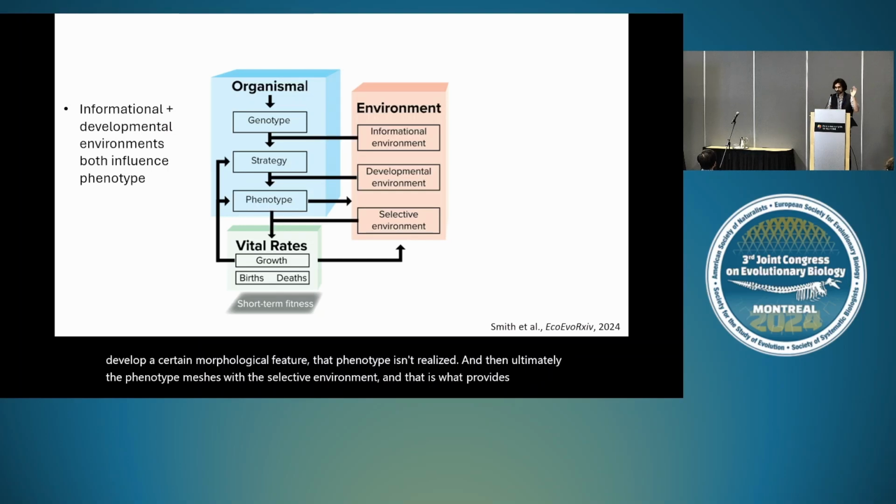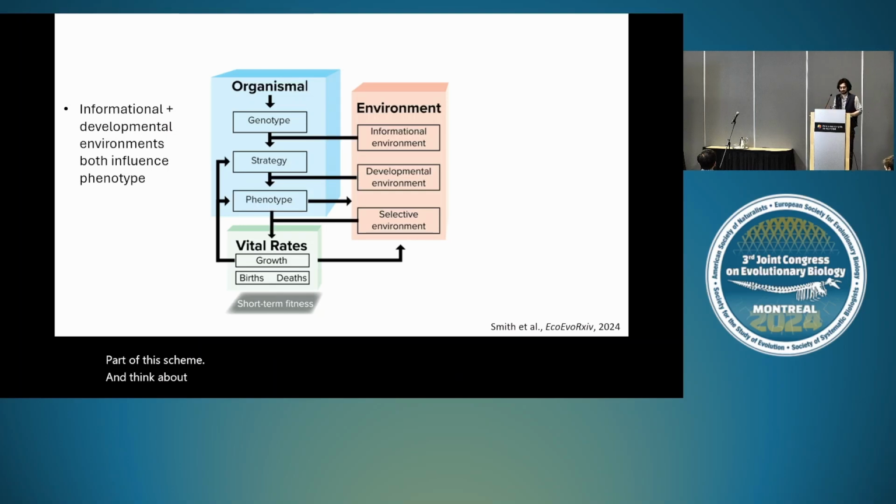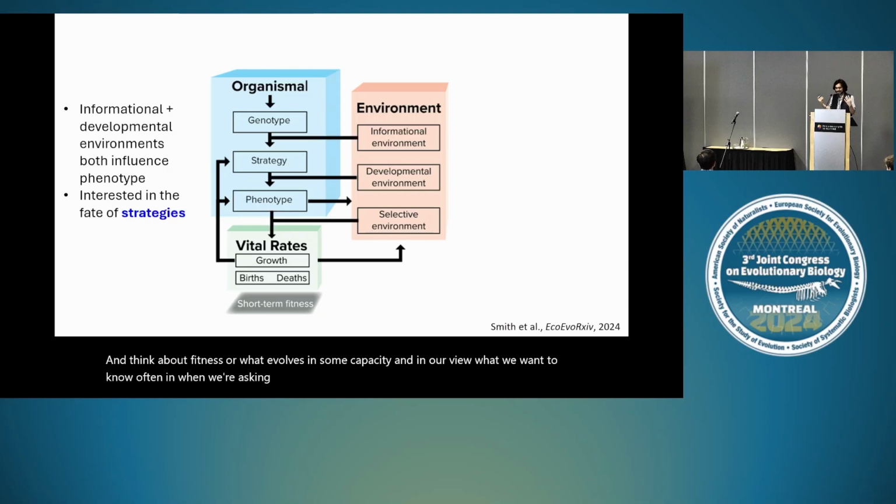And so what different models do is they make different assumptions at different parts of this scheme, and think about fitness or what evolves in some capacity. And in our view, what we want to know, often when we're asking questions, we are usually asking questions about what kinds of strategies evolve as such. These are the things that are often kind of biologically complex and that we think are interesting.